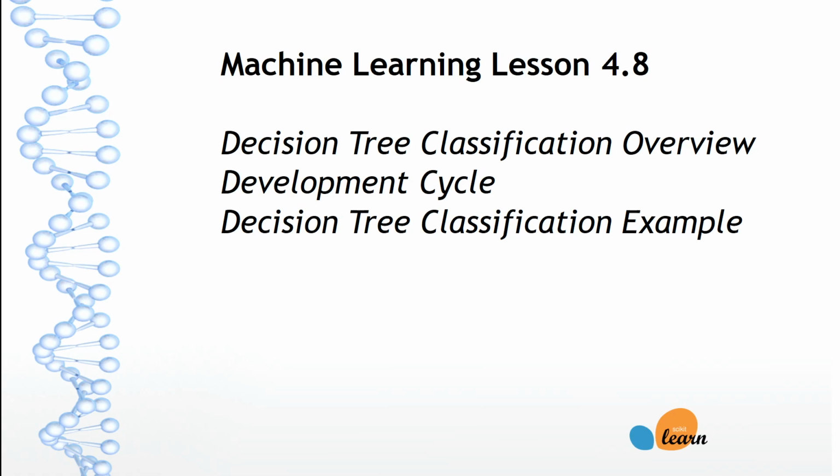Welcome to Machine Learning Lesson 4.8. In this video, we're going to discuss another classification model, the decision tree, and see how it differs from the k-nearest neighbor classification model that was covered in the previous lesson. In doing this, we're going to explore the Titanic dataset again. So let's get to it.